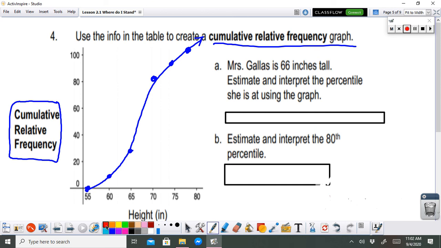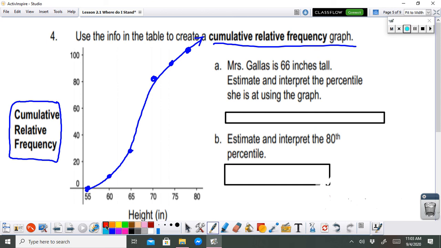Now let's answer some questions on the corner. Mrs. Gallas is 66 inches tall. You have to estimate and interpret the percentile she is at using the graph. If we look back using the table, it's easy, right? All we have to do is count the 66. We have kids that are 66. We just count the dots from 66 and below.